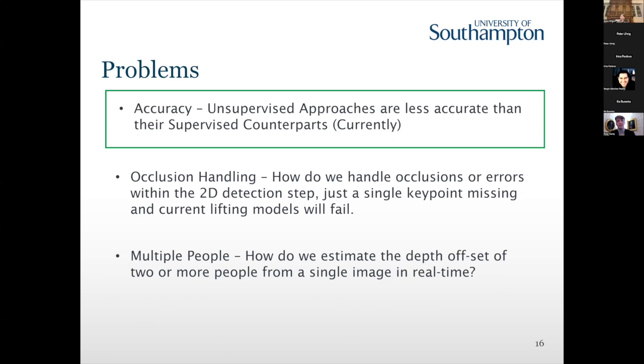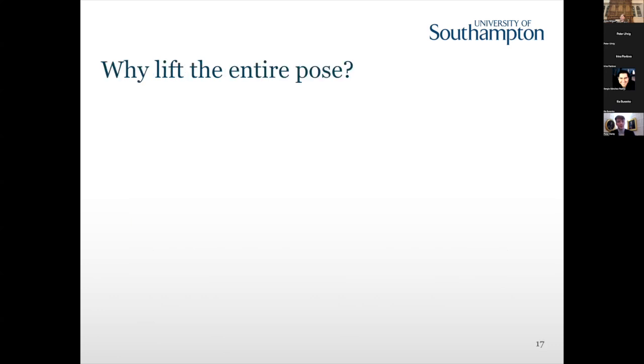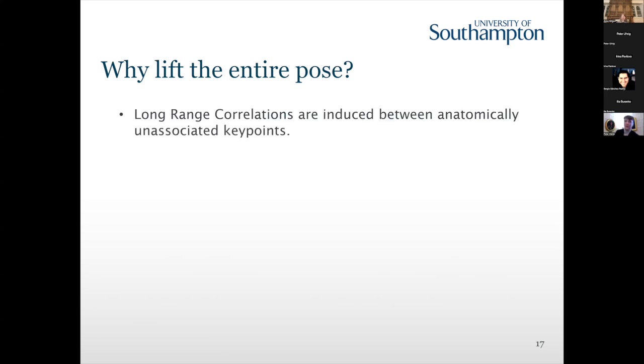So the first part of my PhD was looking at accuracy. Being a PhD student, I sit at my desk scratching my head a lot, wondering what to do. And when I was scratching my head, I realized that I moved my left arm independently of the rest of my body, which made me realize, why are we actually lifting the entire pose in one go? And actually, if you test this, you realize that long-range correlations are being induced between anatomically unassociated key points.